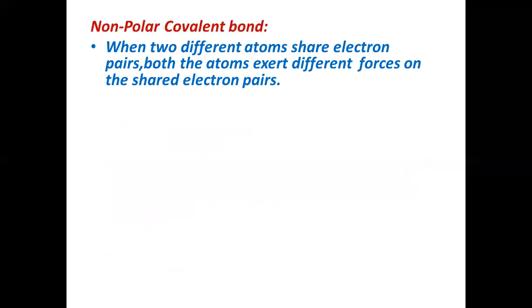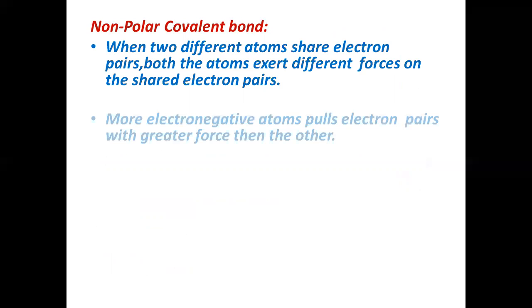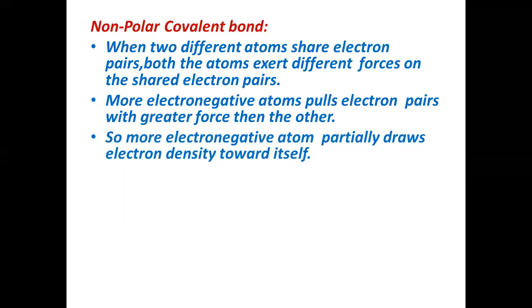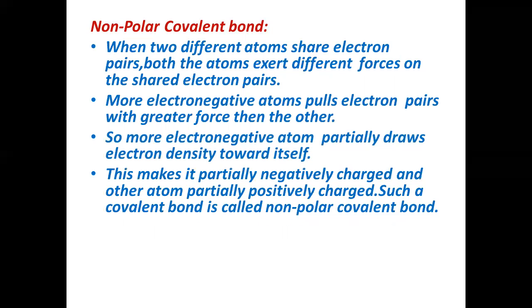Polar covalent bond: when two different atoms share an electron pair, both atoms exert different forces on the shared electron pair. Then what will happen? The more electronegative atom will pull the electrons more towards itself, with a greater force than the other. So the more electronegative atom partially draws electron density towards itself. This makes it partially negatively charged and the other atom partially positively charged. Such a covalent bond is called a polar covalent bond.